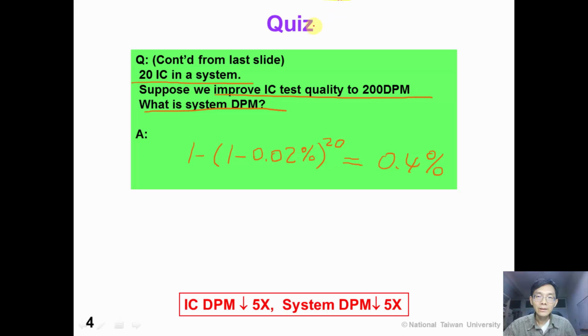We observed that in our last slide, the IC DPM was 1000. We reduced it by 5 times. And in our previous case, our system DPM was 2%. By improving the IC quality, we also improved the system DPM by 5 times.